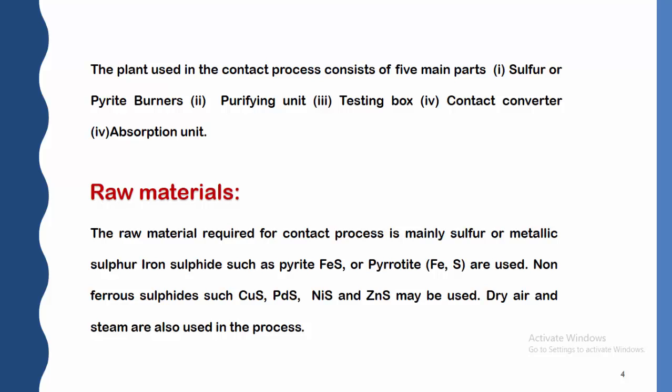The raw materials required for the contact process are very easy. They are mainly sulfur or metallic sulfur, iron sulfide such as pyrites, FeS, pyrrhotite, any sulfur containing material, ferrous sulfide, cuprous sulfide, nickel sulfide, zinc sulfide, any sulfide can be used. Air is also very important. Dry air and steam are also used in the process, because air is used for oxidation. As we studied, air is used as an oxidizing agent. Here, sulfur containing material as well as air are the basic raw materials for the manufacture of sulfuric acid.